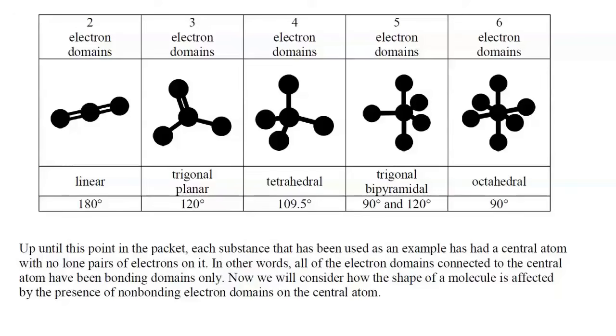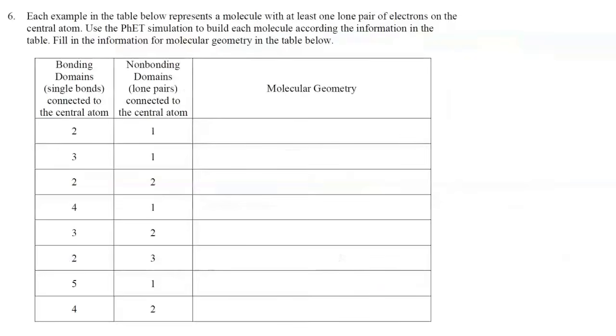Up until this point in the packet, each substance that has been used as an example has had a central atom with no lone pairs of electrons on it. In other words, all of the electron domains connected to the central atom have been bonding domains only. Now we will consider how the shape of a molecule is affected by the presence of non-bonding electron domains on the central atom. Number 6.